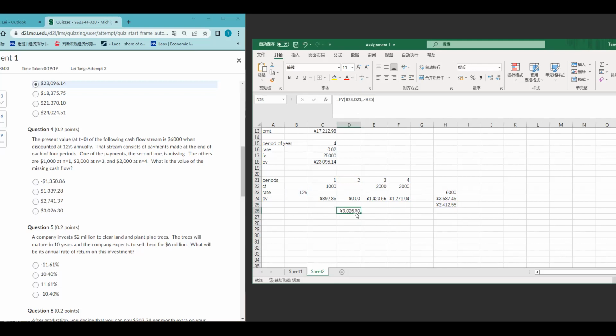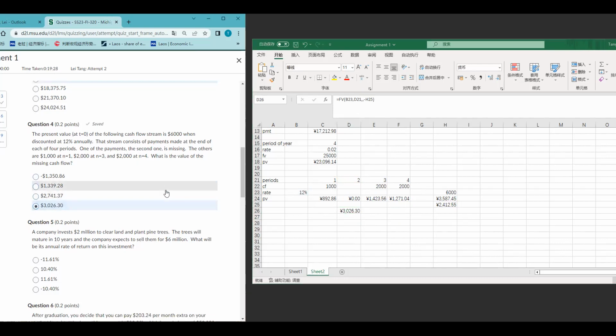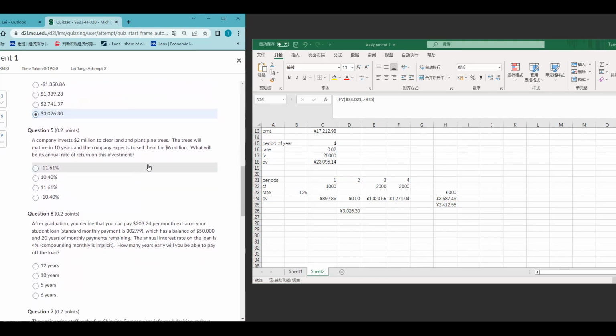Okay, this is our answer. The cash flow for the second period. So we choose the D. Okay, for question 5.